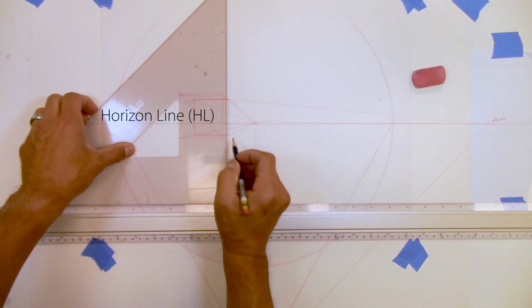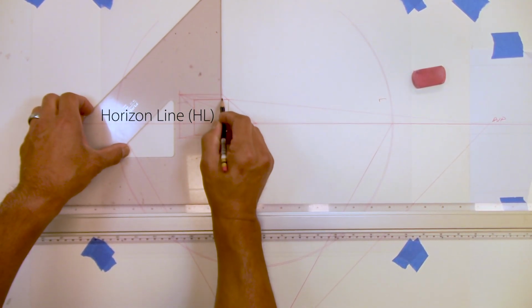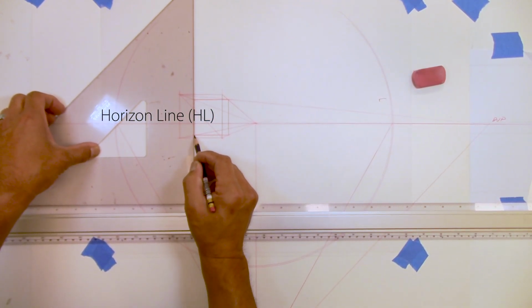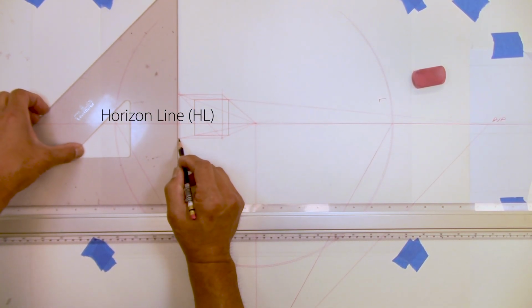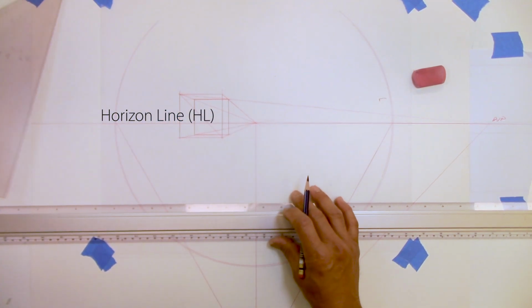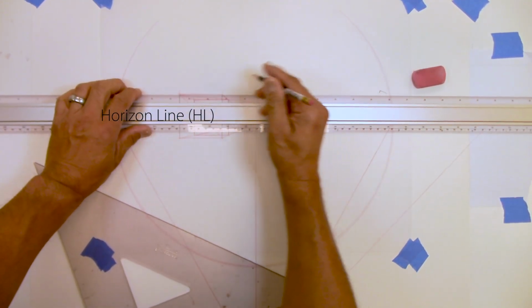So I'm going to do this in blue pencil so you guys can see it a little bit clearer. And I'll hit all the verticals first so you guys can see it. So I'll do another one too.